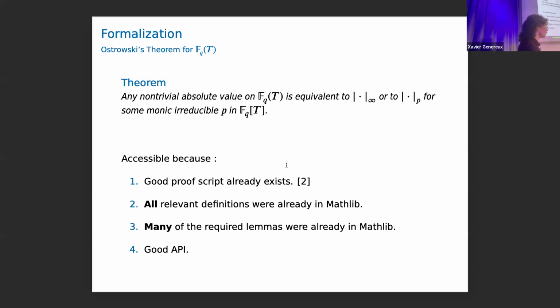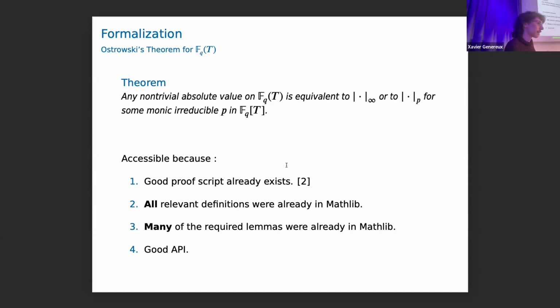And my impression of why it didn't take me too much time is these 4 reasons. There was a good proof script. Okay, so the proof had a lot of detail that I could follow, and I pretty much just followed that proof and it went well. All the definitions of these things were already in Mathlib, so it means that I didn't have to build everything from scratch, which was very convenient.